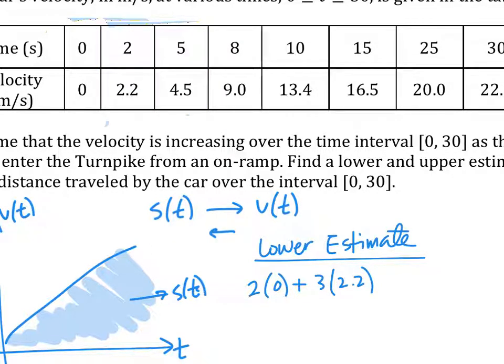5 to 8. Someone else who hasn't answered, so maybe over here. 5 to 8, what is the lower height? 4.5, and then what is the size of this interval? 3. So it's plus 3 times 4.5. And so on, and you want to finish up all the intervals and then calculate the area. So go ahead and do that.